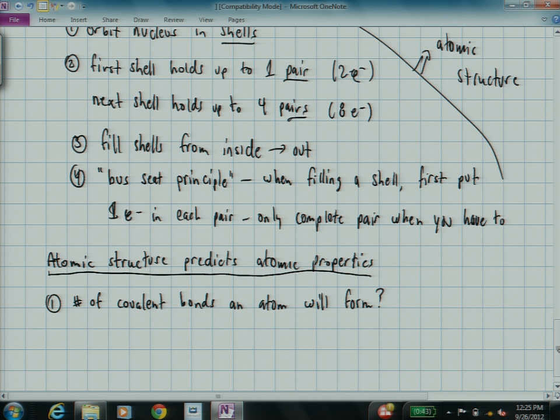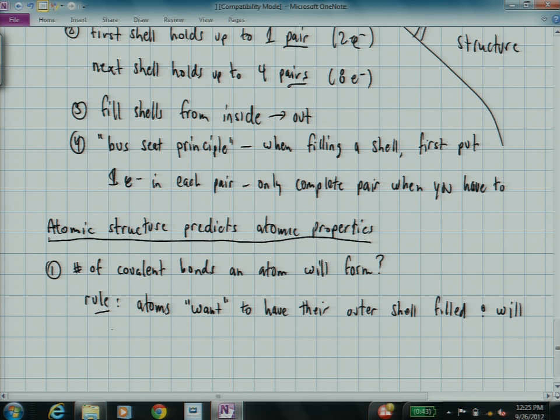Turns out the rule is that atoms want to have their outer shell filled and will share electrons to do so. And that sharing of electrons is a covalent bond. We'll talk more about that later.